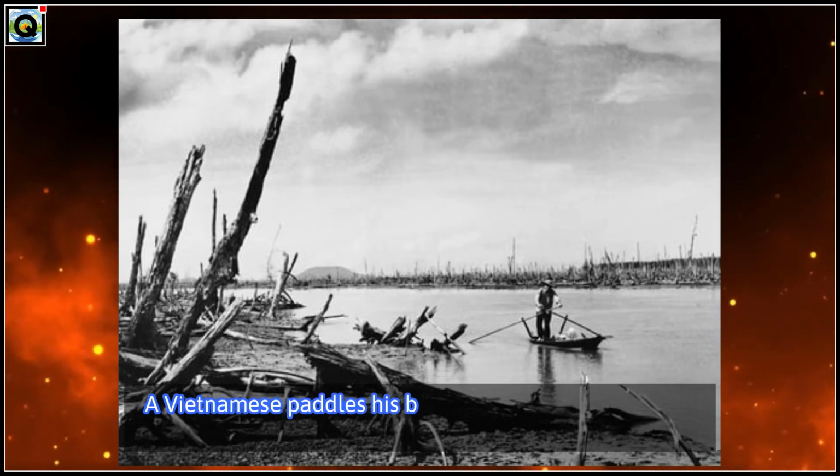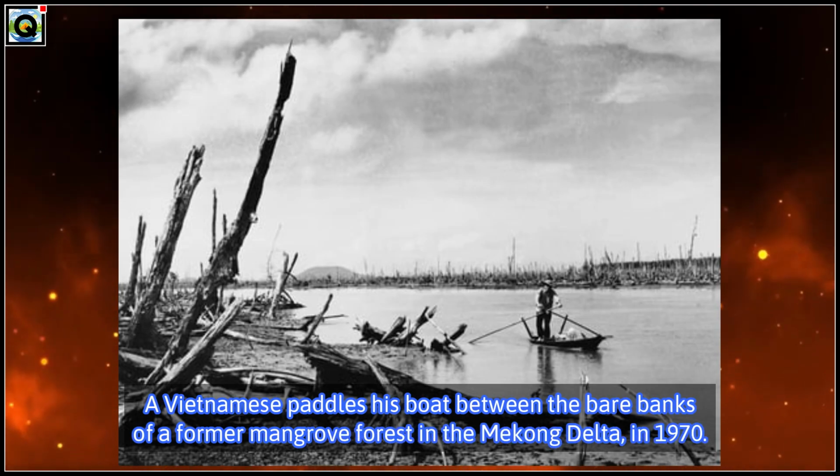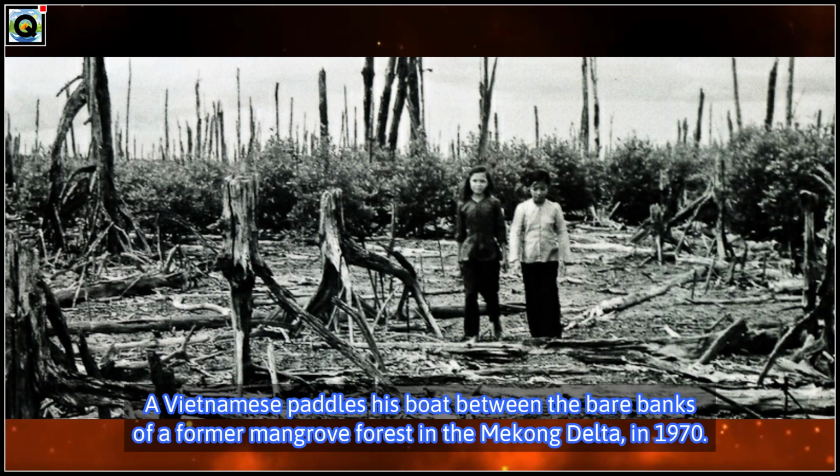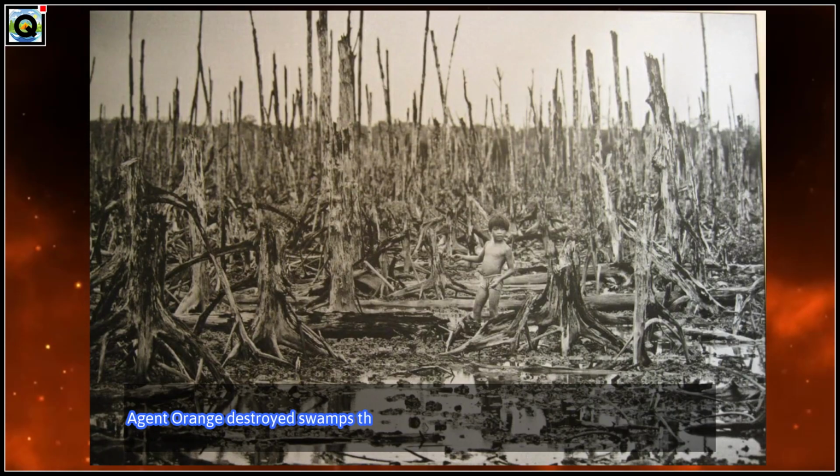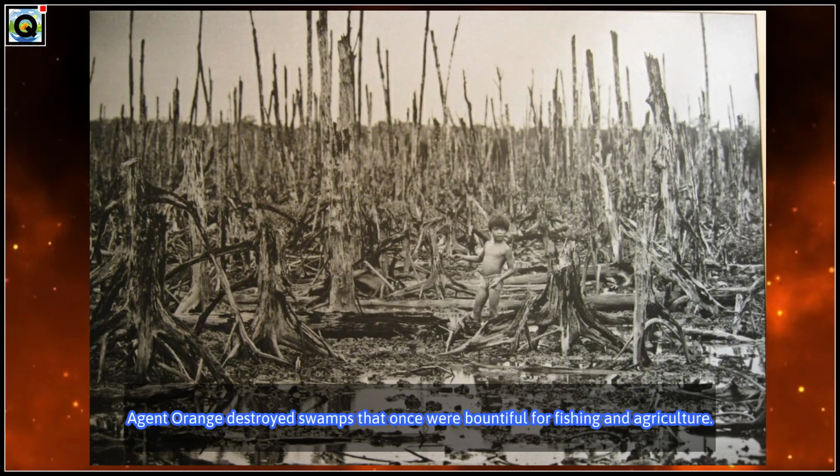River through ruin. A Vietnamese paddles his boat between the bare banks of a former mangrove forest in the Mekong Delta, in 1970. Agent Orange destroyed swamps that once were bountiful for fishing and agriculture.